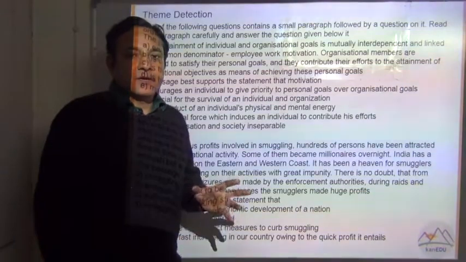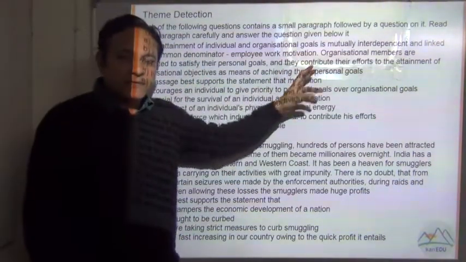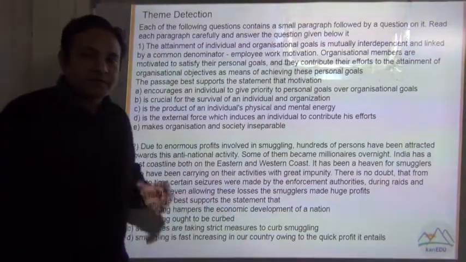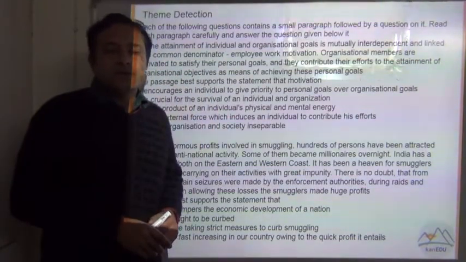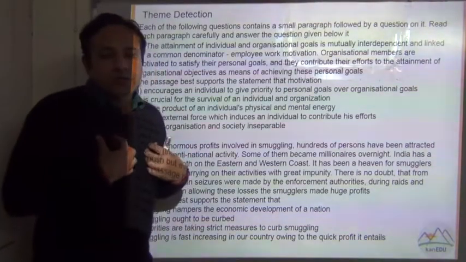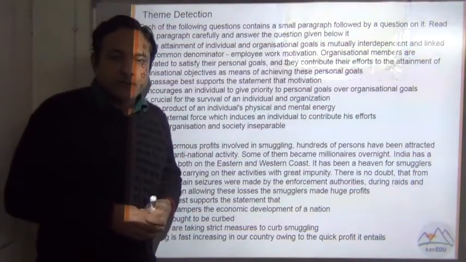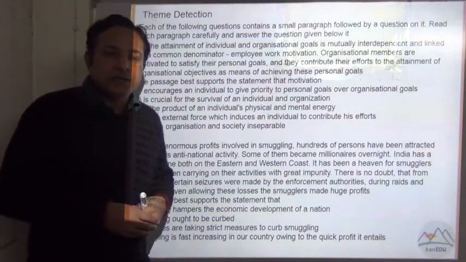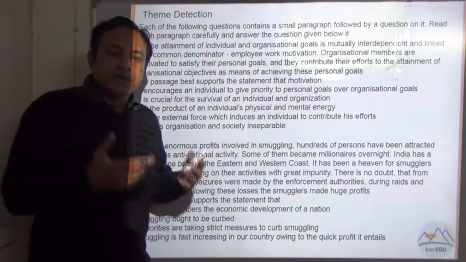So this paragraph of 3 to 4 lines is about the motivation of the employee who is working in the organization, and his main objective is to achieve the personal goal. If I want to buy a car, this is my personal goal. For that I need money. And how will I get the money? I will get the money if I get a good salary. And how will the good salary come? The good salary will come when the company achieves its target.